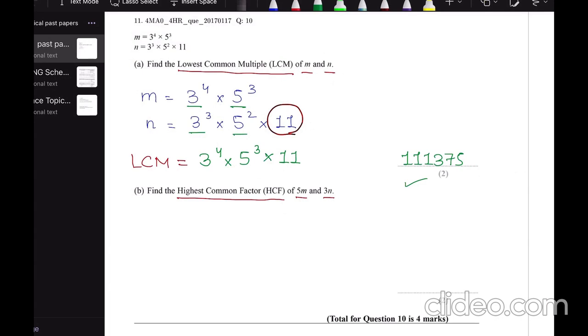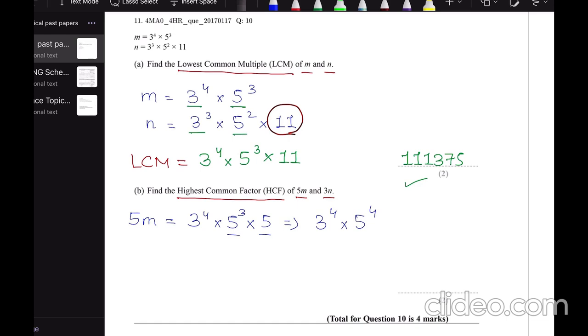Now in the next part he is saying that we need to find the HCF of 5m and 3n. It seems a bit tricky, but it's actually not, because what does 5m mean? 5m means we have to multiply m by 5. The m is already given as 3 raised to the power 4, 5 raised to the power 3. But when I multiply it by 5, what will happen? Since these two have the same base, their powers will be added. So 5m would be 3 raised to the power 4 and 5 raised to the power 4.